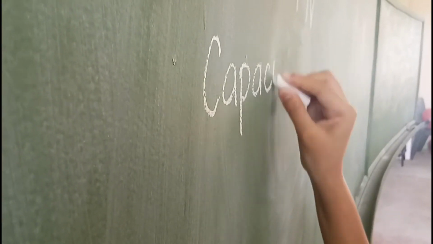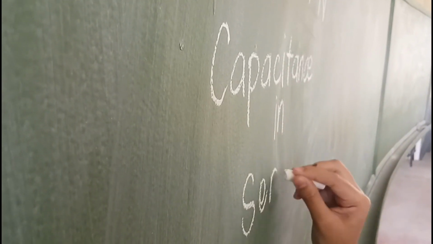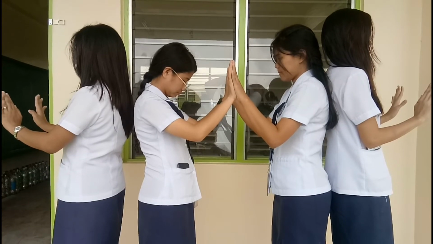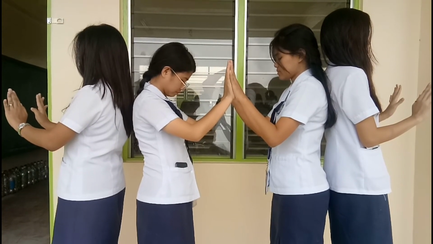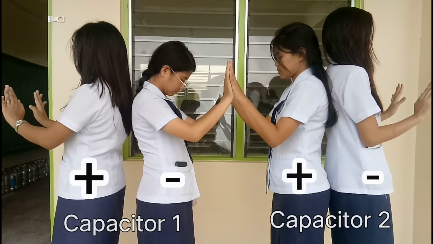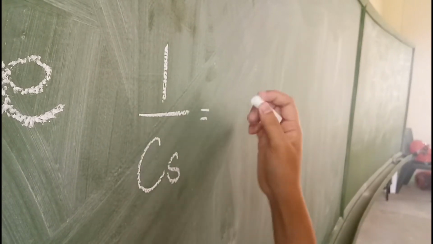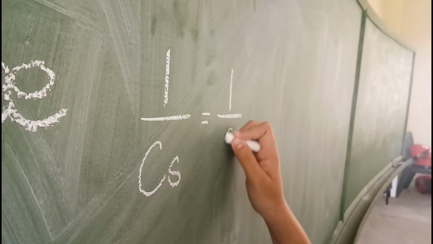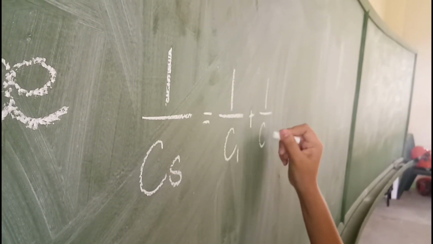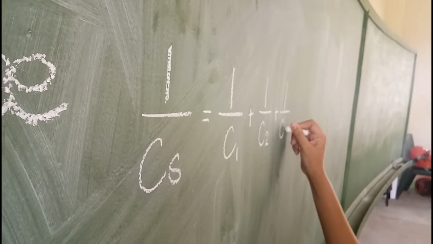So let's go on to capacitance in series. Capacitors connected together in series have the same charge regardless of their capacitance. The connection of capacitors is positive to negative. The formula is 1 over total capacitance equals 1 over capacitance 1 plus 1 over capacitance 2 plus 1 over capacitance 3 and so on and so forth.